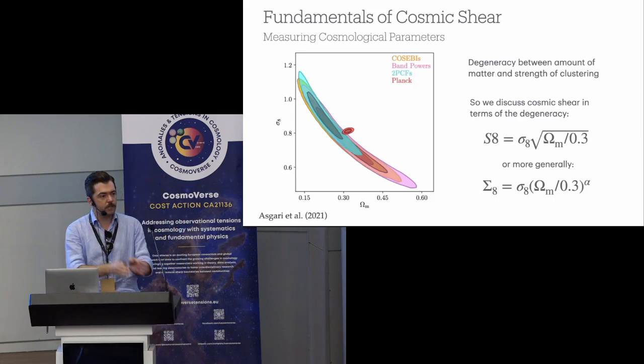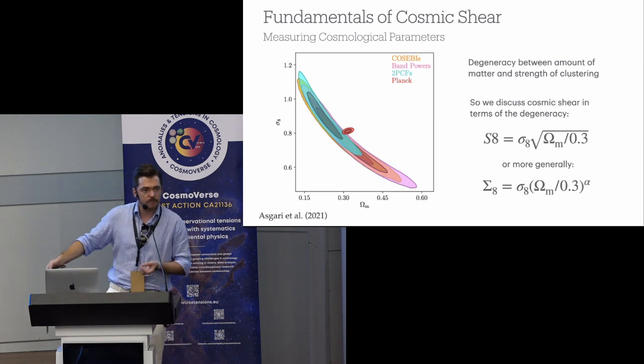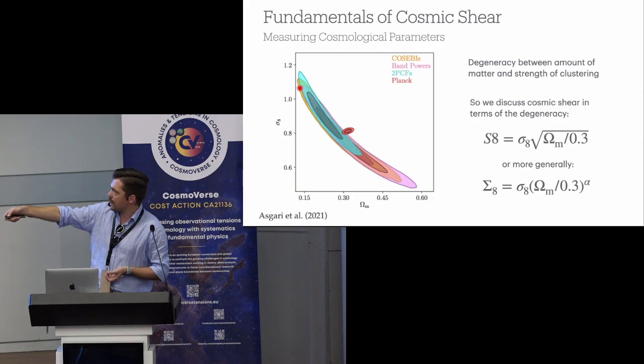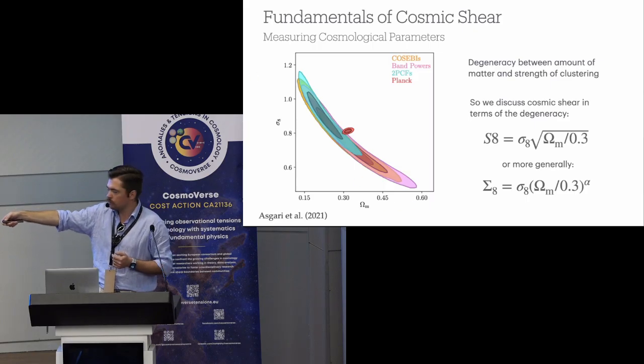But there's a strong degeneracy between these two parameters in cosmic shear. Essentially, what this means is that if we have very little mass in the universe, and that mass is highly clustered, then we see the same cosmic shear signal as if we have lots of matter that is weakly clustered.